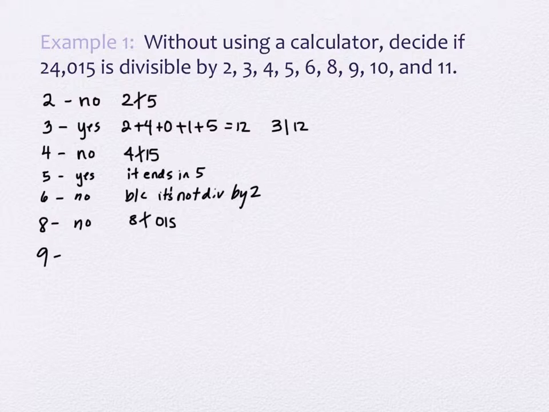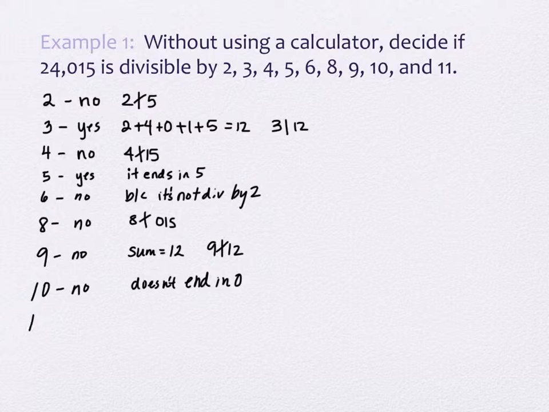How about 9? No. How come? Yeah, the sum of the digits was 12, right? And 9 does not divide 12. How about 10? No. Why not? It doesn't end in 0.